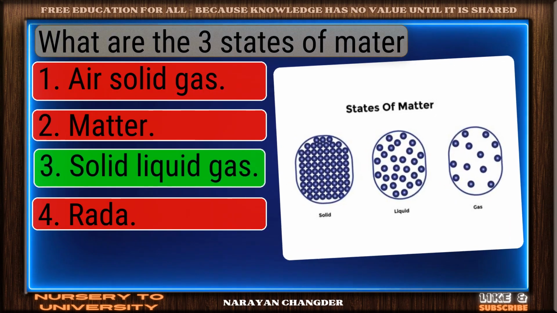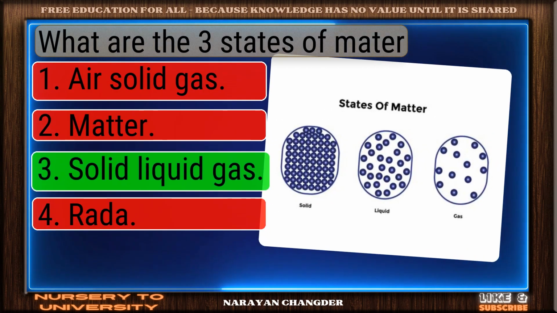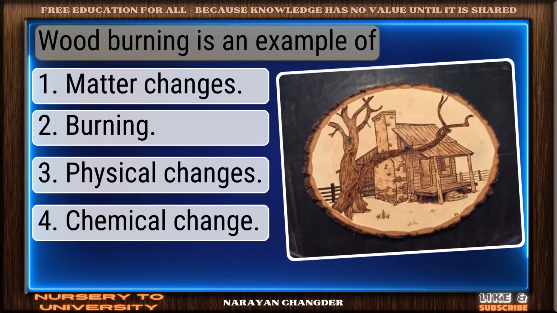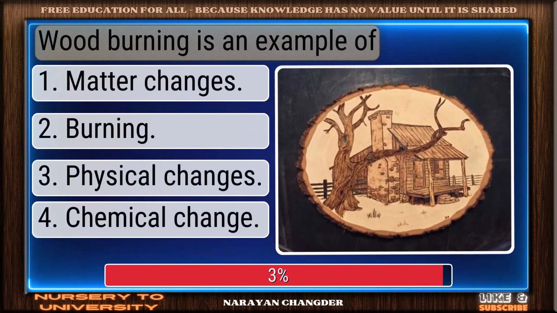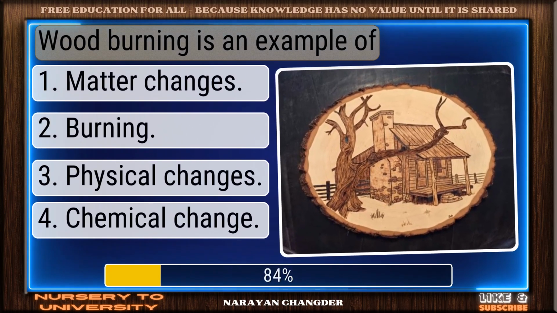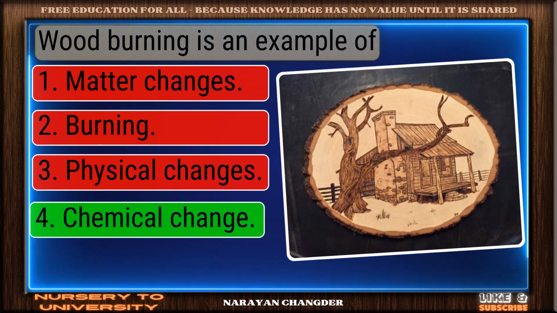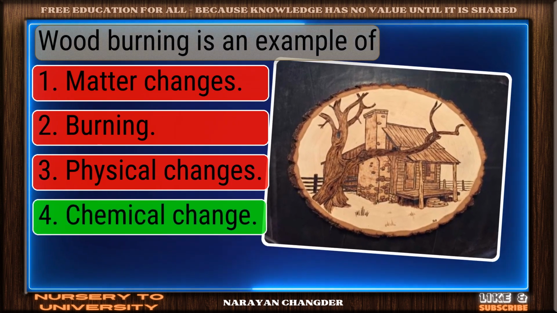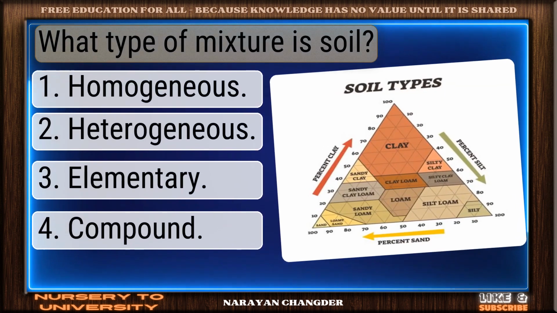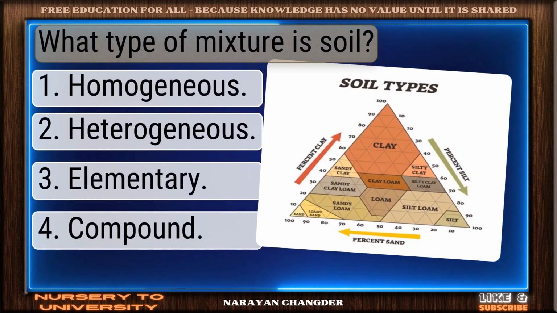Excellent choice. Solid, liquid, gas is the right answer. Question number 264. Wood burning is an example of. Bravo. Chemical change is the answer. Question number 265. What type of mixture is soil?